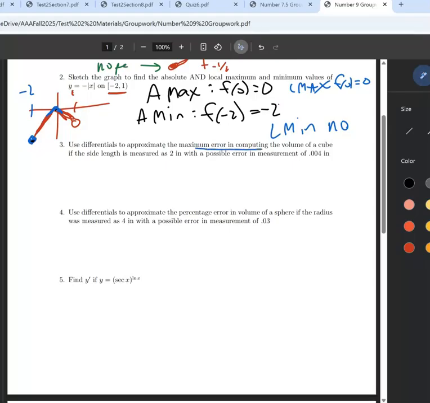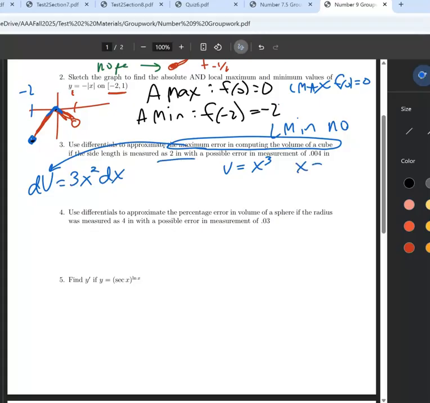All right, maximum error in finding the volume. That's a very long way of saying find dV. And you know the volume is x cubed if we're talking about a cube. So dV is 3x squared dx. And then what do they tell us? The side length is measured as 2, and the error in measurement is 0.004. So I just get to plug that information in. I put the 2 in for the x and the 0.004 for the dx, so 0.048. So that's how much the volume is off because of the mismeasurement of the side length.